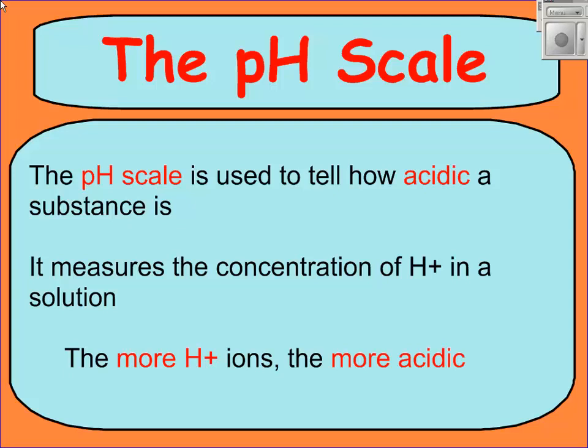Now what the pH scale is actually doing is measuring the concentration of hydrogen ions in a solution. Remember, what makes something acidic is how much hydrogen it has. And so what the pH scale does is measure that concentration. To summarize, the more hydrogen ions there are in a solution, the more acidic it's going to be. On the flip side, the fewer hydrogen ions, the less acidic. A good way of looking at pH, if it helps, is think pH measures the power of the hydrogen, or how strong the hydrogen is.